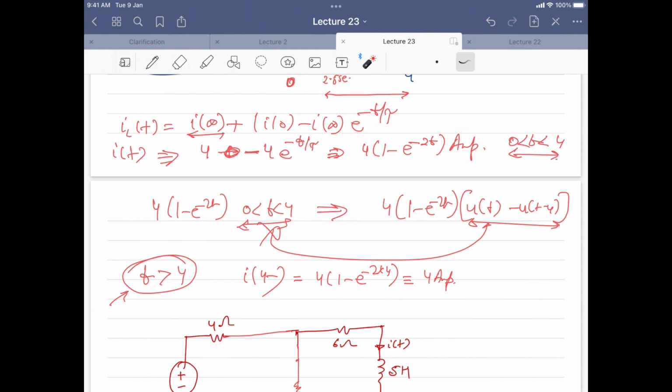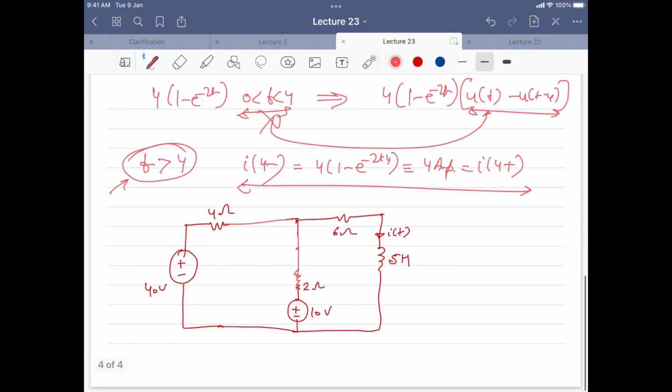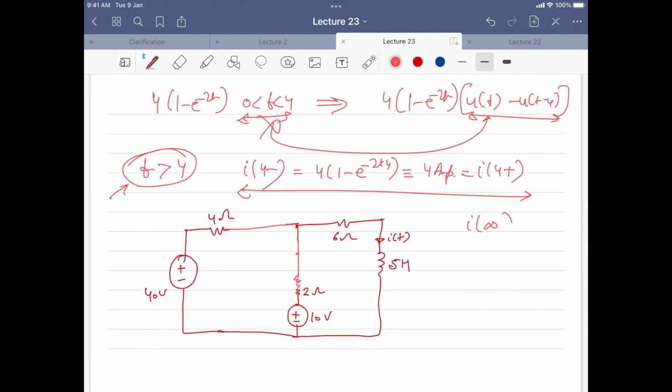So we will use it for calculating this, and its answer is roughly approximately 4 amperes. That is nothing but I at 4 plus. So this is the one. And for infinity state, what is the state of the inductor at infinity? Short circuit. So we can replace it by short circuit here.